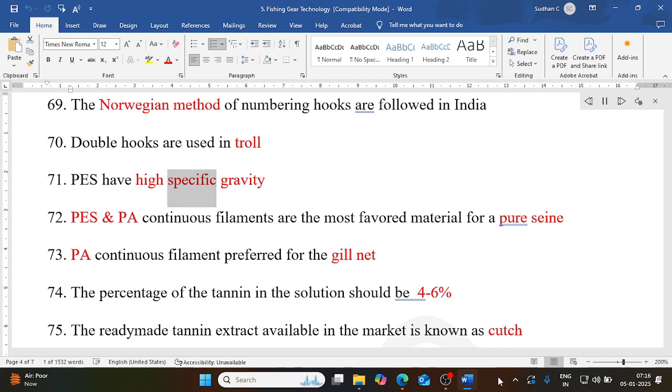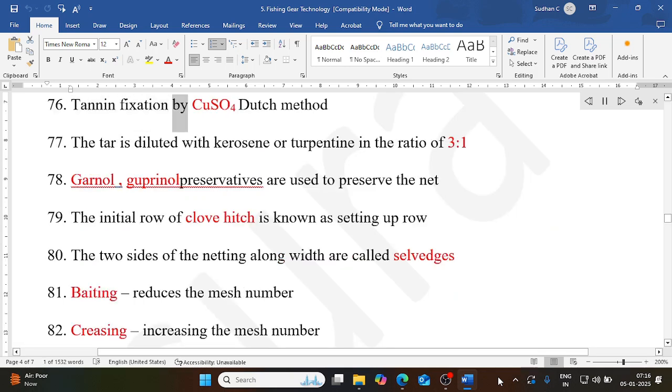PS has high specific gravity. PS and PA continuous filaments are the most favored material for a purse seine. PA continuous filament is preferred for gill net. The percentage of tannin in the solution should be 4 to 6%. The ready-made tannin extract available in the market is known as cutch. Tannin fixation by CuSO4 is the Dutch method.